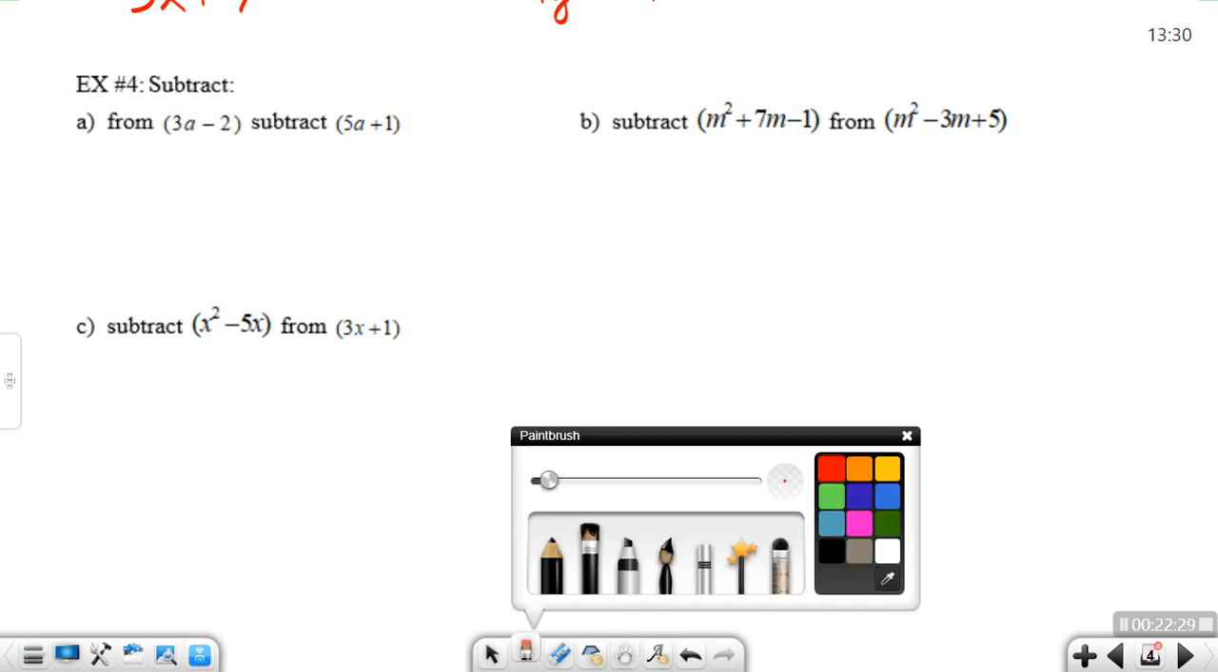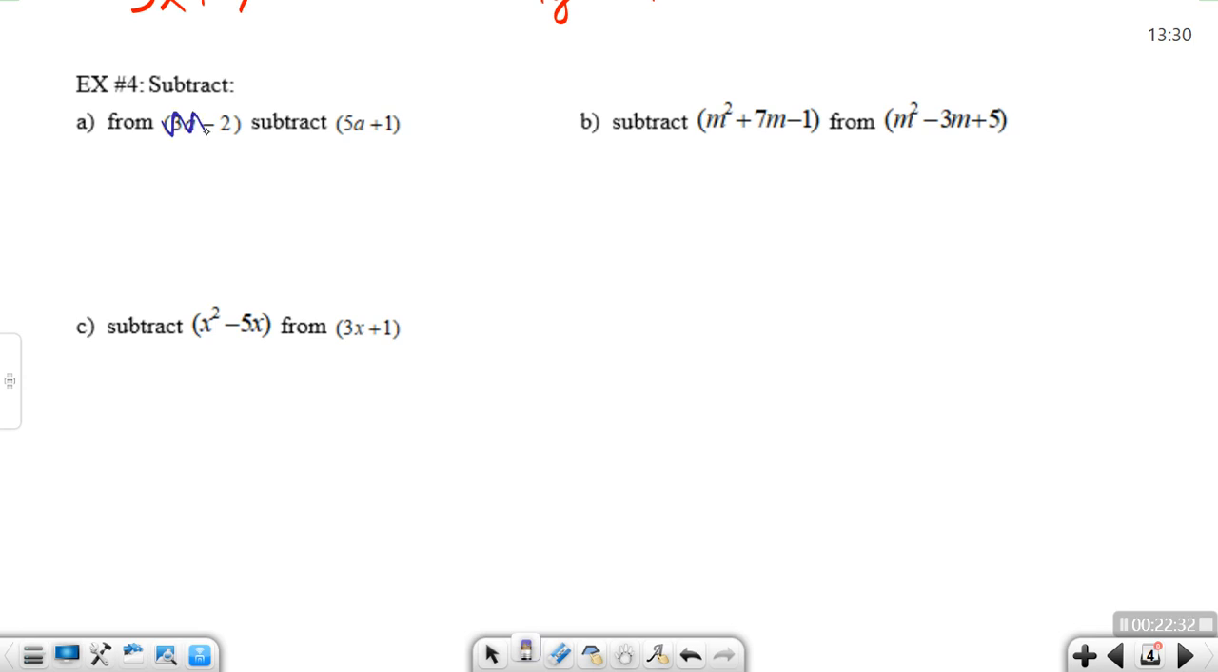So just for a quick second here, if I were to get rid of these, and I were just to say from 10 subtract 2, most of us will just be like, oh yeah, that's 10 minus 2. Pretty simple. Now, with that same thought process, let's think of it with the polynomials there instead. From 3a minus 2, subtract 5a plus 1. So I'm going to take 3a minus 2, and from it, I'm going to subtract 5a plus 1.